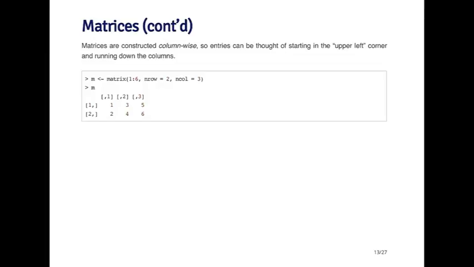So if I create a matrix by taking the sequence 1 to 6, and then I specify that it has 2 rows and 3 columns, how does this matrix get constructed? It gets constructed column-wise, so the first thing that happens is it takes 1, 2, and now there are only 2 rows, so it can only go to 2, and that makes the first column. The second column is made up of 3, 4, and then the third column is made up of 5 and 6.